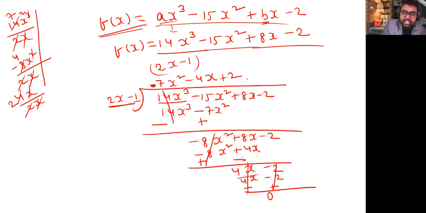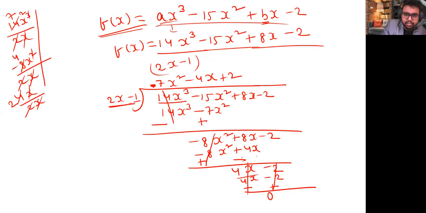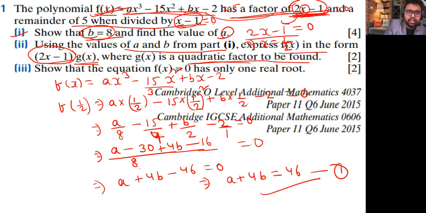So now this is my q(x). So here my answer would be, first of all, what I have found here: 7x square minus 4x plus 2. So here my g(x) would be 7x square minus 4x plus 2. So this would be my g(x). So here I found the answer.